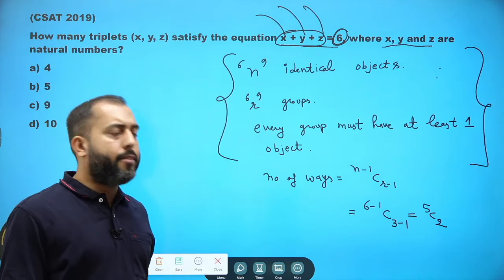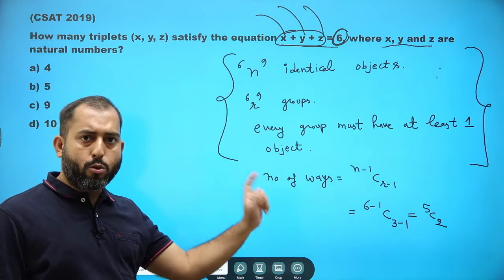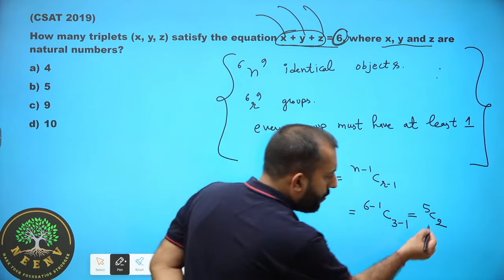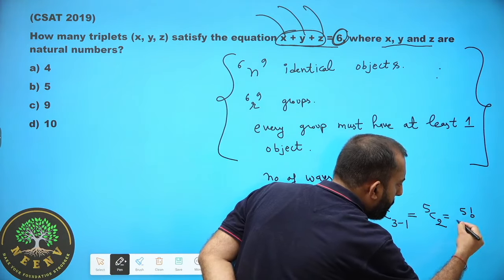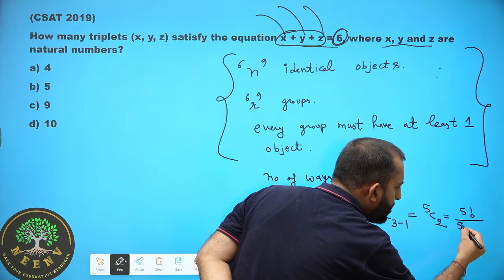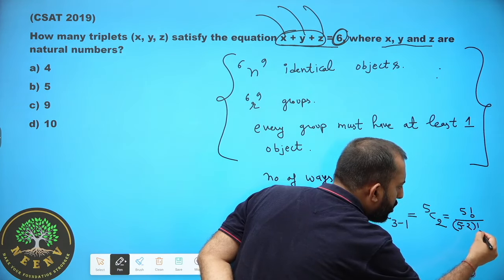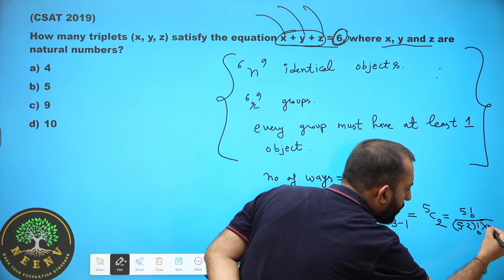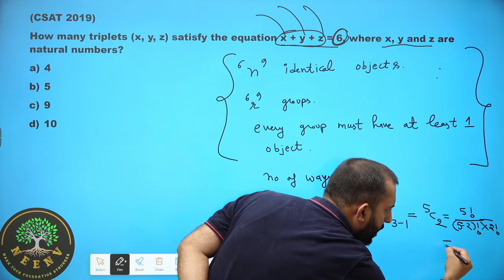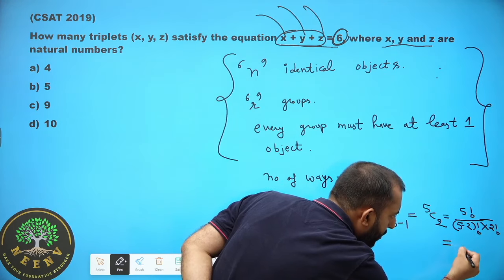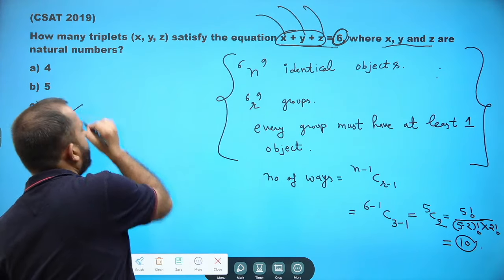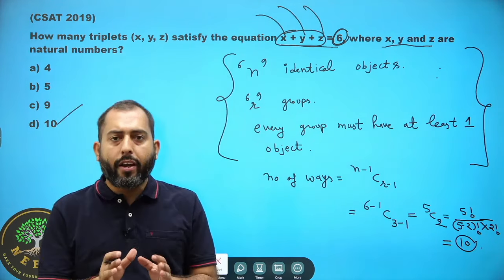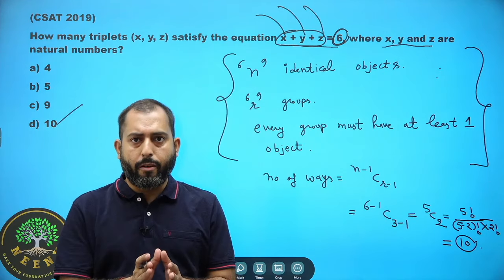Now if you have an idea of how to solve this 5C2, see, 5C2 is 5 factorial upon 5 minus 2 factorial into 2 factorial. If you solve this expression, finally you will get 10 here. Hence the answer of this question is option D. So there are two ways of dealing with this problem.